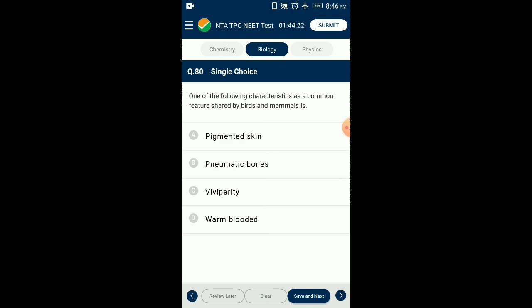Question number 80. Which one of the following characteristics is a common feature shared by birds and mammals? Both are warm blooded animals. Both mammals as well as birds always maintain constant body temperature, so these two are generally called warm blooded animals. This is one of the common features. So the correct option is option D, warm blooded.